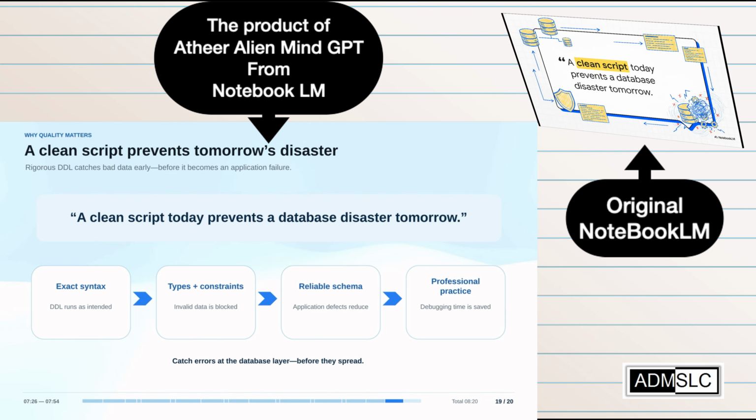I want to leave you with this thought to really emphasize why we're doing this. A clean script today prevents a database disaster tomorrow. The rigorous syntax work you are putting in right now, defining tight constraints, selecting the exact data types, and mastering DDL is exactly what stops terrible data from breaking your software applications down the line. Catching an error at the database schema level, that saves countless hours of debugging application code later. It is literally the hallmark of a professional software engineer.